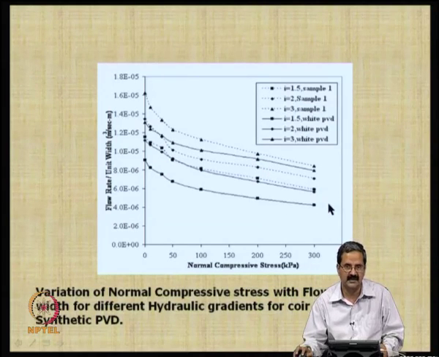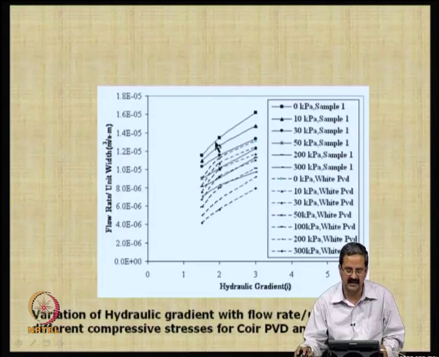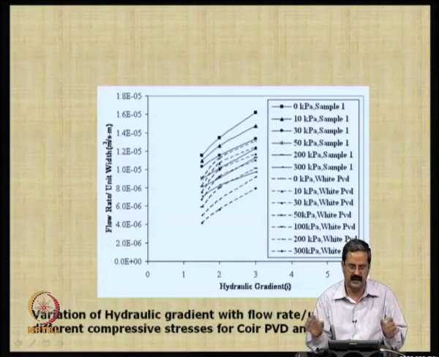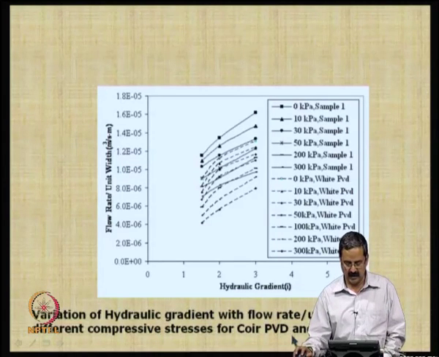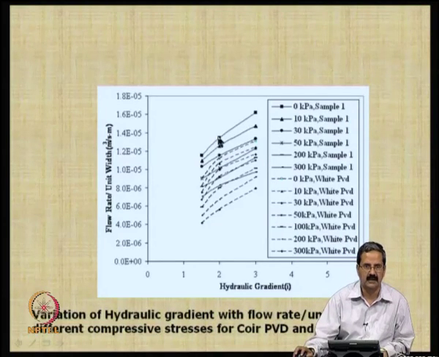This is one important point one should know. This is another example of the same thing, under different hydraulic gradients, how they are performing. You can see that all the samples are a little higher than this, but they have comparable properties. That is one important thing: when you see the variation of hydraulic gradient with flow rate per unit width, for different compressive stresses for coir PVD and synthetic PVD, you can see that the results are quite reasonable, is it not?